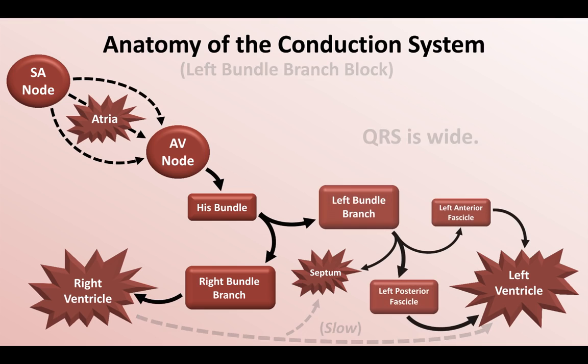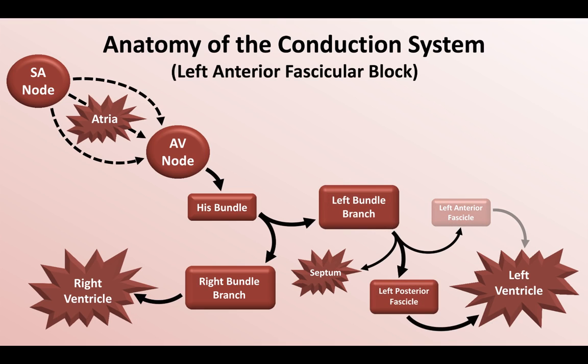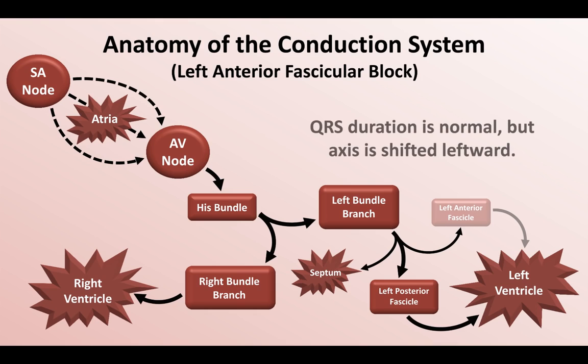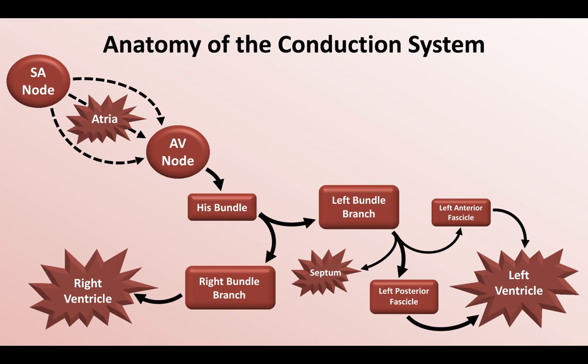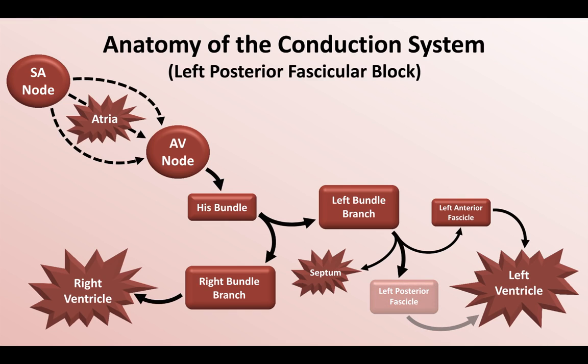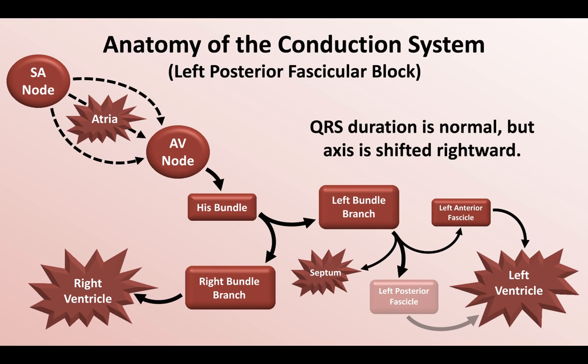In the situation of a block of the left anterior fascicle, the left ventricle can still be fully depolarized by the conductive tissue of the posterior fascicle. Thus, the QRS complex duration is normal, but as the entire left ventricle is depolarized from an inferior and medial direction, the QRS axis is shifted leftward. The opposite occurs in the relatively rare left posterior fascicular block. That is, the QRS duration is still normal, but now unopposed conduction from the left anterior fascicle results in a rightward axis shift.